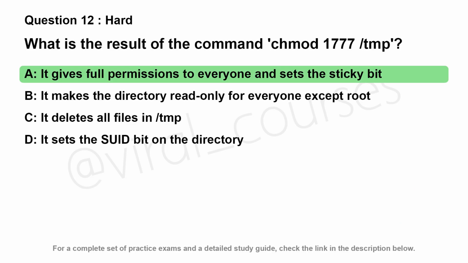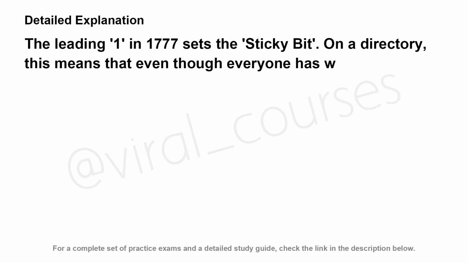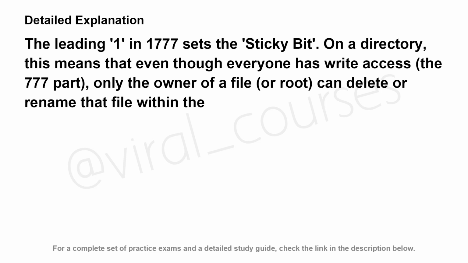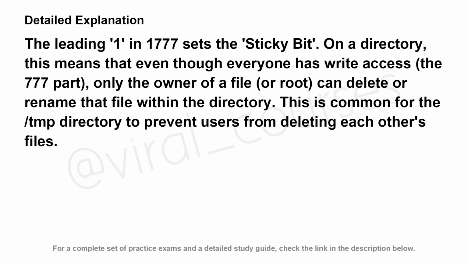The correct answer is A. The leading 1 in 1777 sets the sticky bit on a directory. This means that even though everyone has write access, the 777 part, only the owner of a file, or root, can delete or rename that file within the directory. This is common for the /tmp directory to prevent users from deleting each other's files.